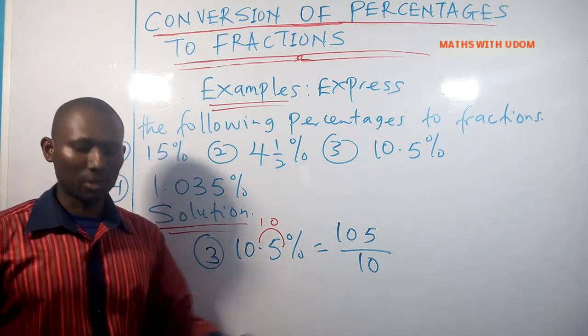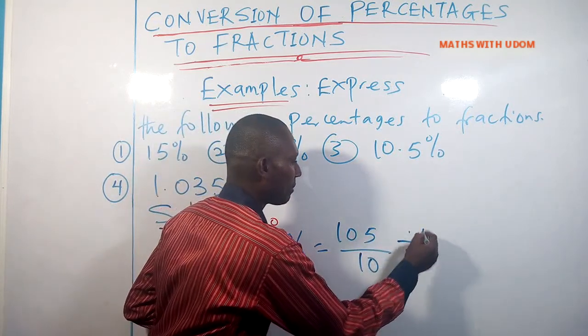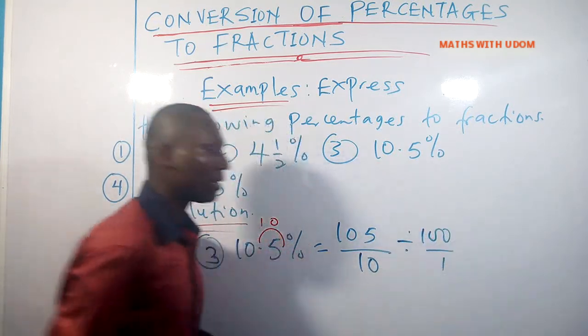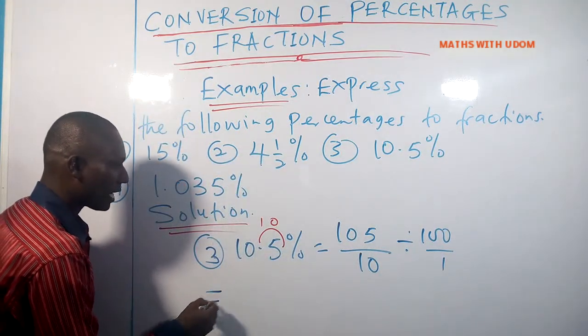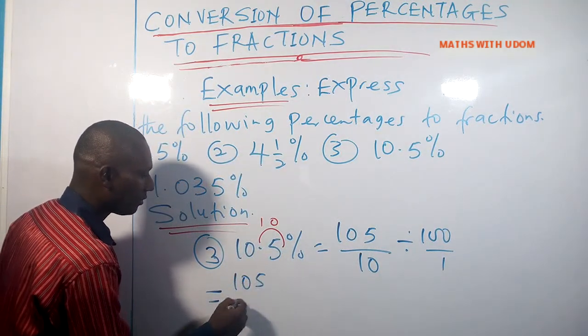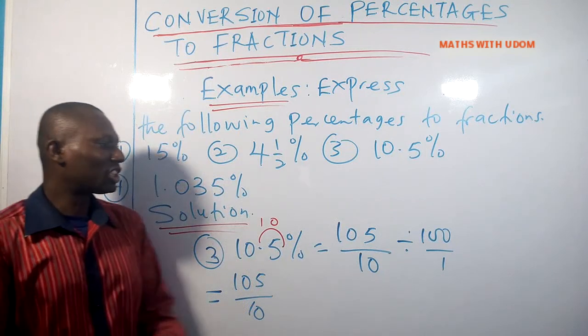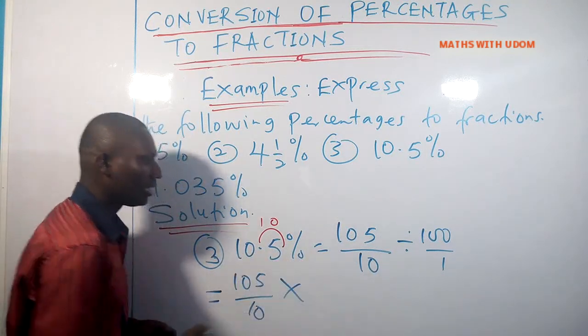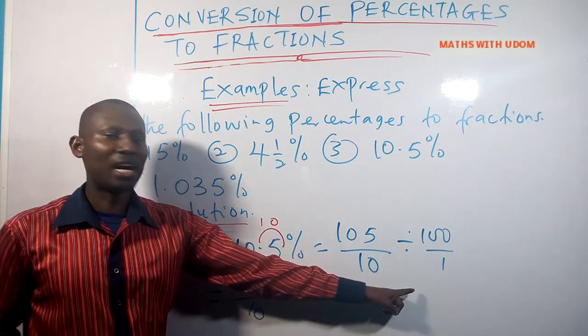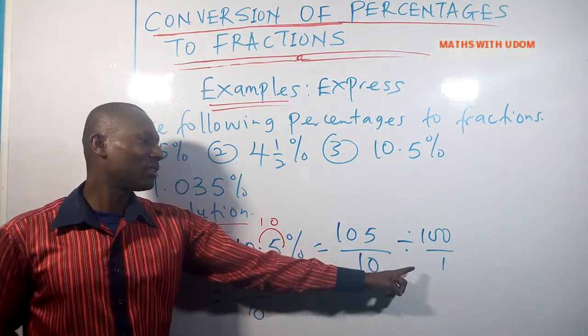That is our rule, okay? So divided by 100 over 1. So what do we do from here? We now come here and we write 105 divided by 10. You change the division sign to multiplication, and then you reverse or invert 100 over 1.